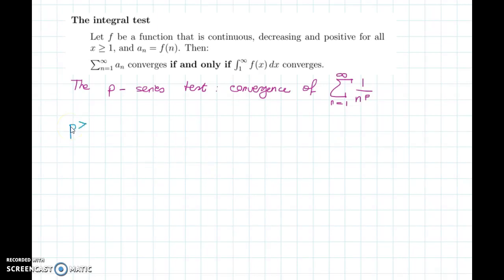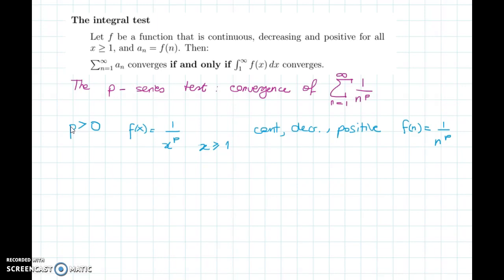If p is greater than 0, now is when we want to apply the integral test. So let's look at the function 1 over x to the power of p, for p a positive value. We consider this function for x greater or equal than 1. We don't care about what happens before. This function is continuous. It's also decreasing, and it's positive for all the values we're considering. And if we consider only the images of the natural numbers, we'll get the sequence we are trying to work with.